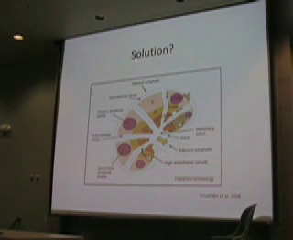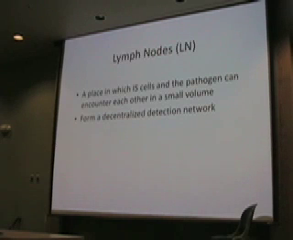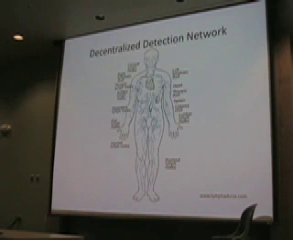The solution is to have these fantastic anatomical structures called lymph nodes. They are a place in which immune system cells and pathogens can actually encounter each other in a very small volume of tissue, and they form this amazing decentralized detection network throughout our body. It's like having these detectors, just like other sensors.